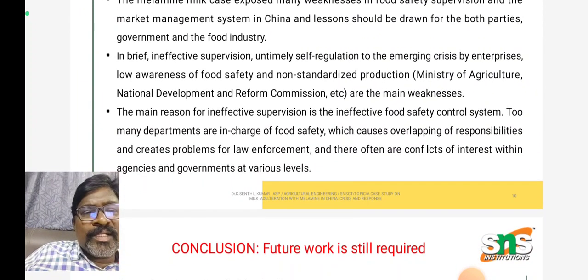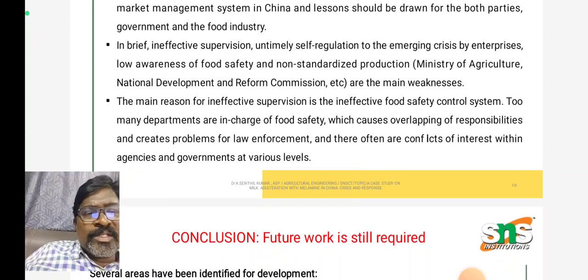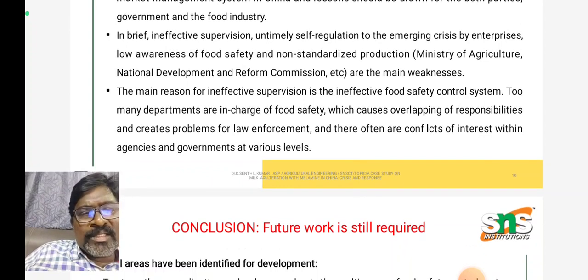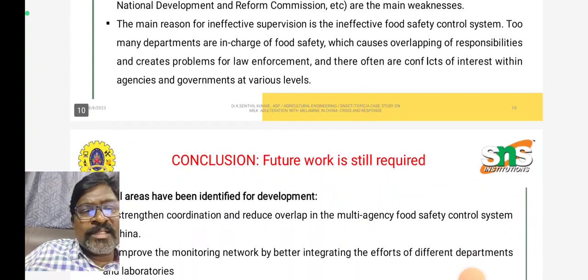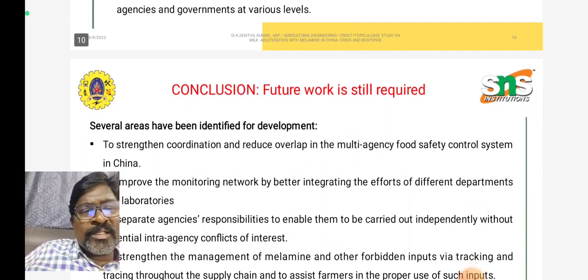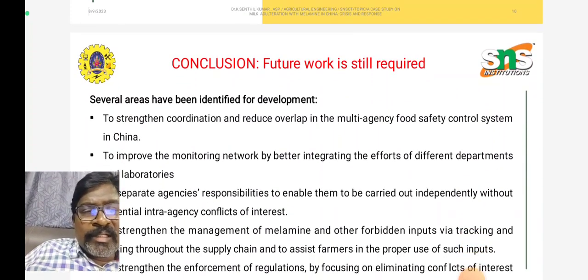The main reason for ineffective supervision is the ineffective food safety control system. Too many departments are in charge of food safety, which causes overlapping of responsibilities and creates problems for law enforcement, and there are often conflicts of interest within the agencies and the governments at various levels. And let us come to the conclusion. Future work is still required.